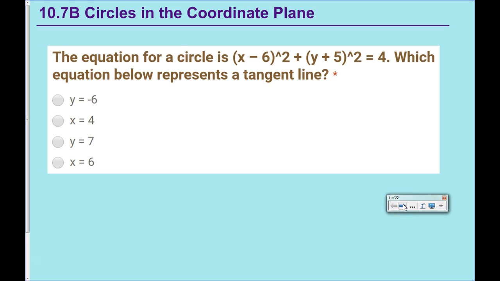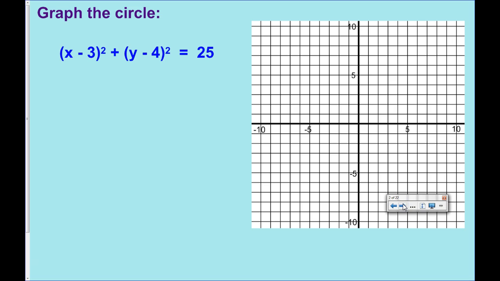This is the second day of 10.7, graphing circles on a coordinate plane. Up on the screen, as usual, you'll see your exit question for the day. I want to start off by actually graphing a circle. That's something we didn't do last time. Last time we figured out where the equation for a circle came from, how it was derived, and how to get the basic information out of an equation.